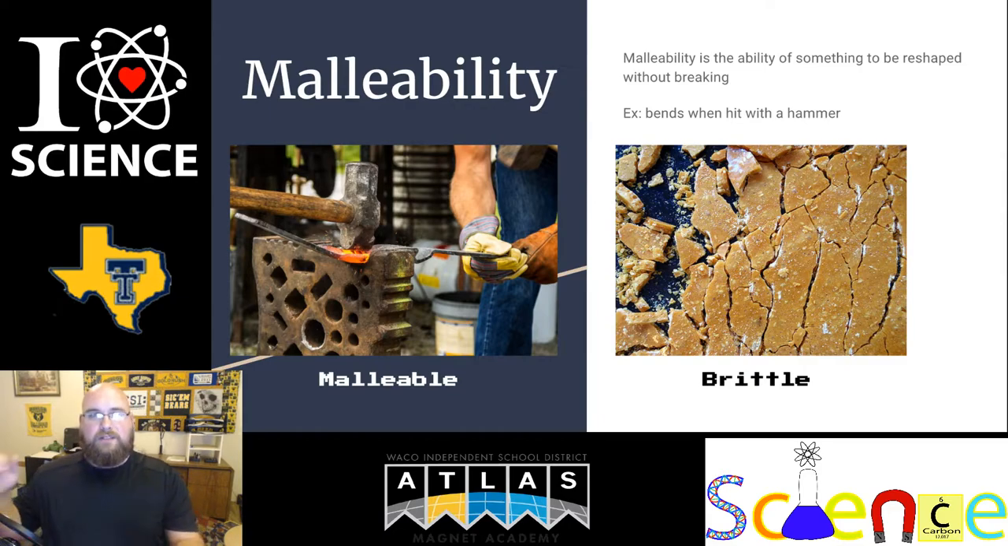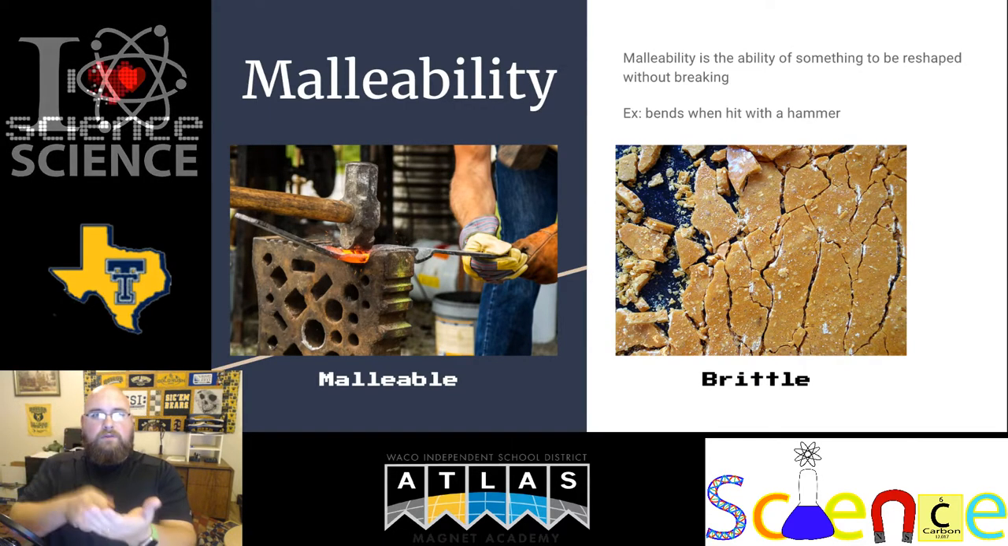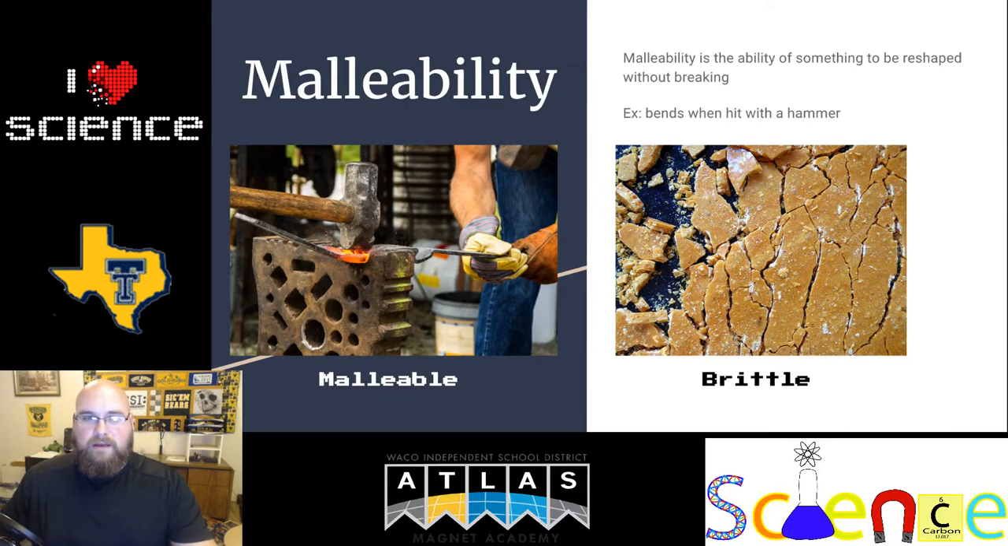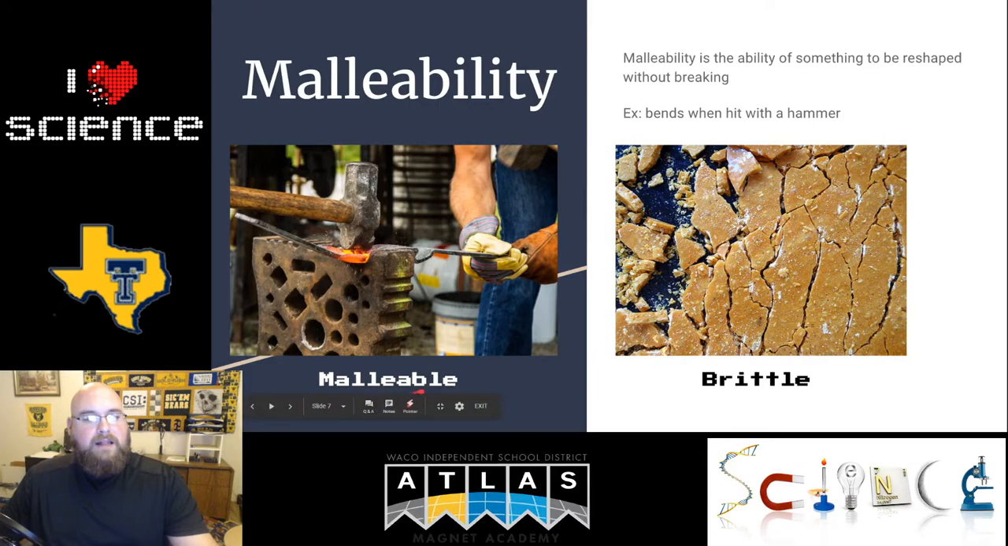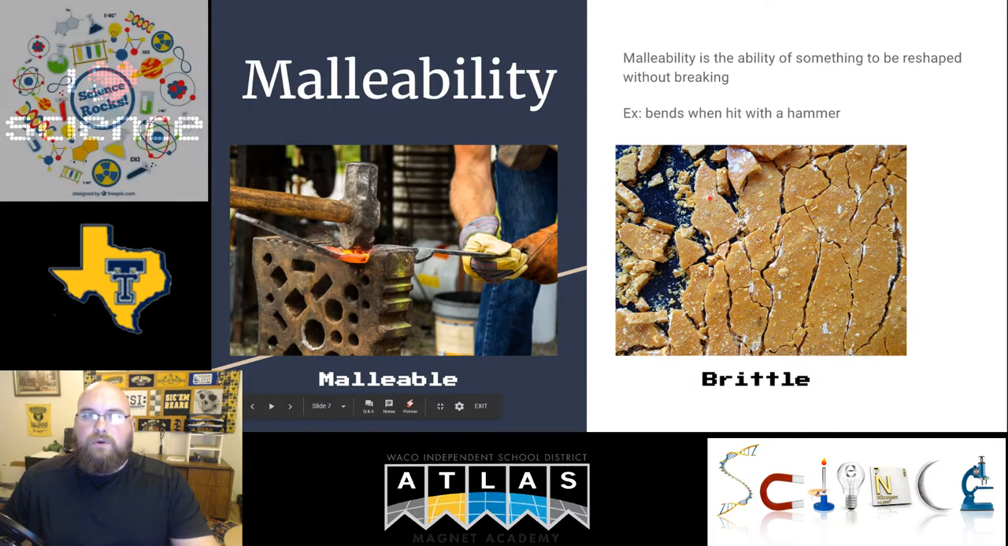So I want you to imagine that you're hitting it with a hammer, and when you do, does it bend or break? If it bends, like metal, we consider that to be malleable. Okay? It is able to be bent and not shatter. Whereas if it was brittle, once you hit it, it is going to break up into a whole bunch of different pieces.